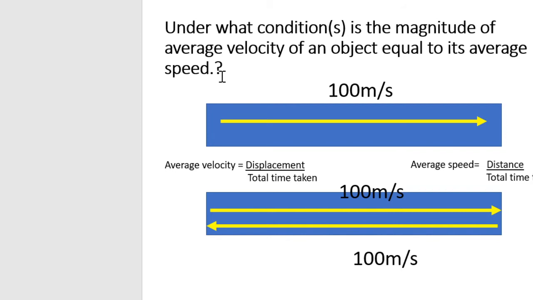So first understand what is average velocity and what is average speed. Average velocity means there is displacement involved. Average speed means there is distance involved, right? So when will they be same? You can see here the total time remains the same, right? But in one case the distance is divided, in the other case the displacement is divided, right? So now when will these two be the same?